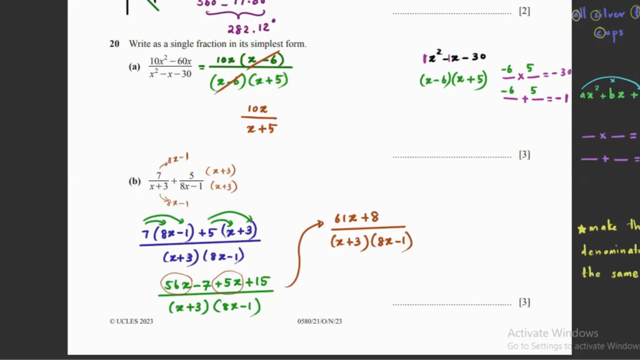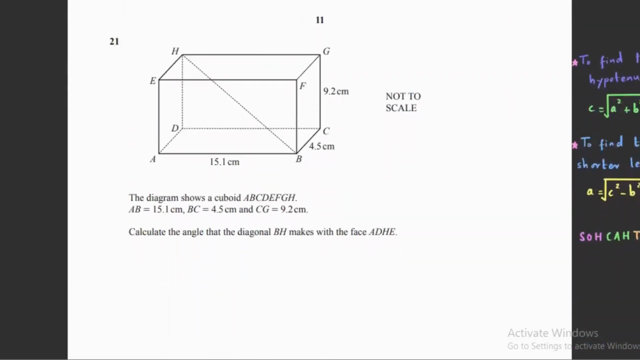Let's move on to the next question that we have, which is question 21. This is the question that we have before the last question. We are given a cuboid and the measurements of the sides AB, BC, and CG are given in the diagram. In the question, we are supposed to calculate the angle that the diagonal BH makes with the face ADHE.